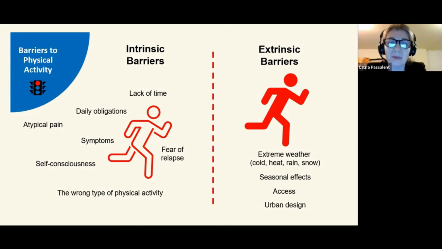Symptoms, interestingly, played a dual role. So they were facilitators, but they also acted as barriers. So there's a bit of a paradox there. So sometimes, although exercise and physical activity improved symptoms, sometimes symptoms actually got in the way of engaging in physical activity. Fear of relapse was another theme that came up around barriers to physical activity.